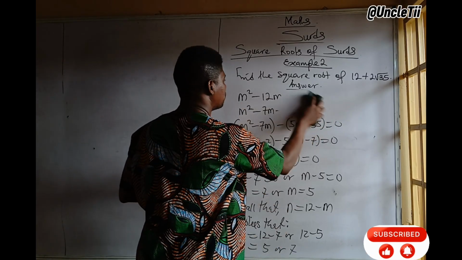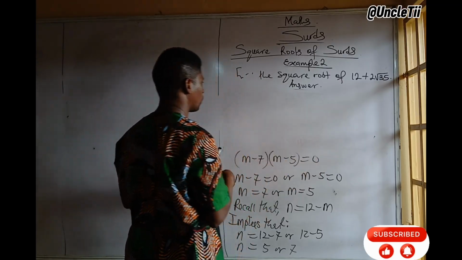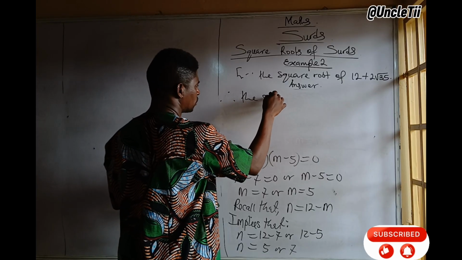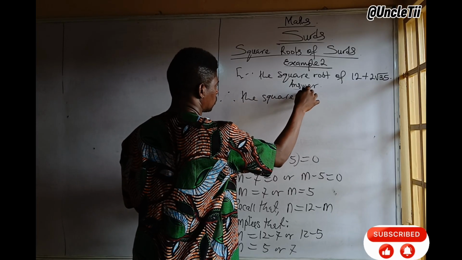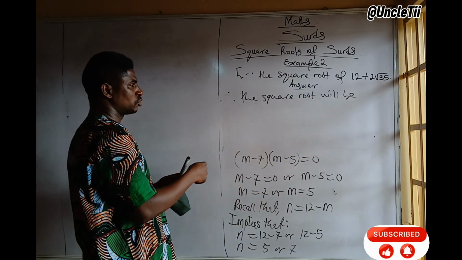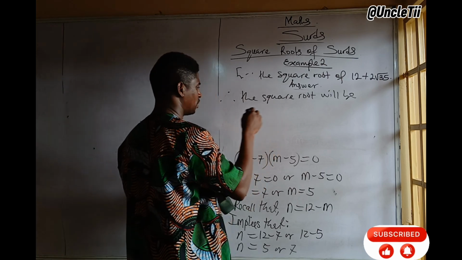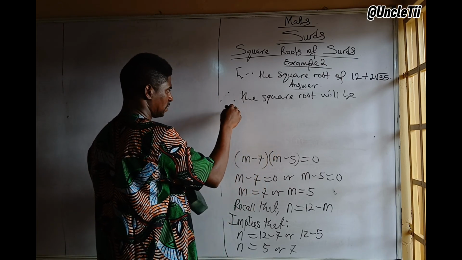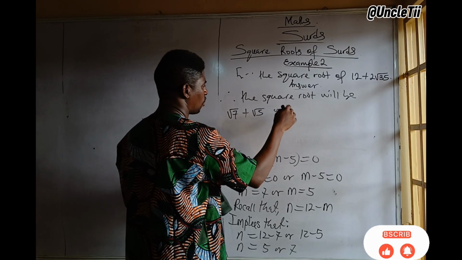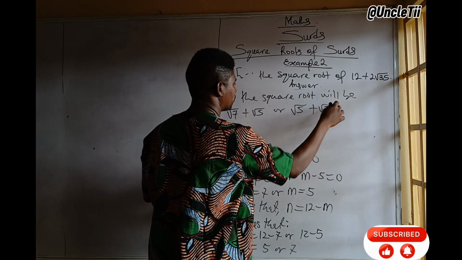So it therefore means that the square root, remember we have said it should be root m plus root n. So it will be root 7 plus root 5 or root 5 plus root 7.